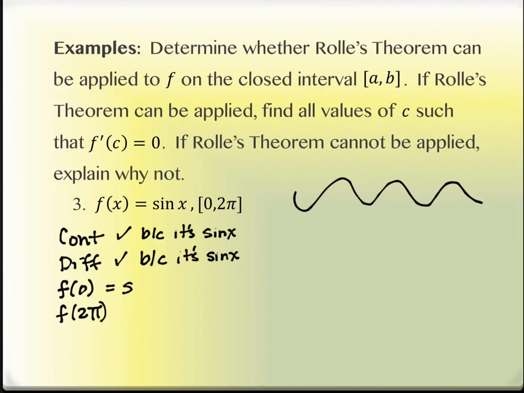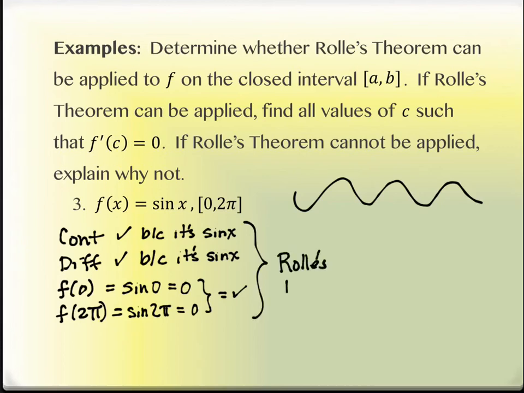So what is the sine of 0? It's 0. And what is the cosine of 0? I don't know why I said that. Maybe because I'm just moving too fast. Sine of 2 pi is what I want. Oh my goodness. What is the sine of 2 pi? It's 0. And of course these are equal, right? So all of this combined together means that Rolle's theorem applies.